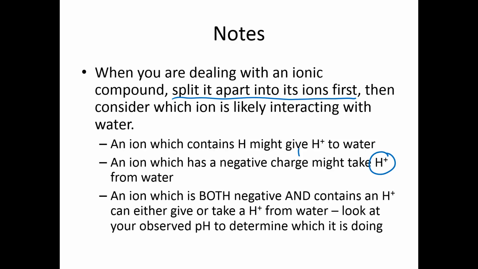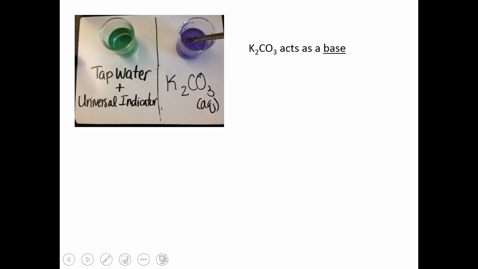Some ions you'll find are both negative and contain an H+, so they really could go either way. And in that case, you kind of need to look at the pH of your water and ask yourself, is this thing acting as an acid or a base? So let's look at some examples here.